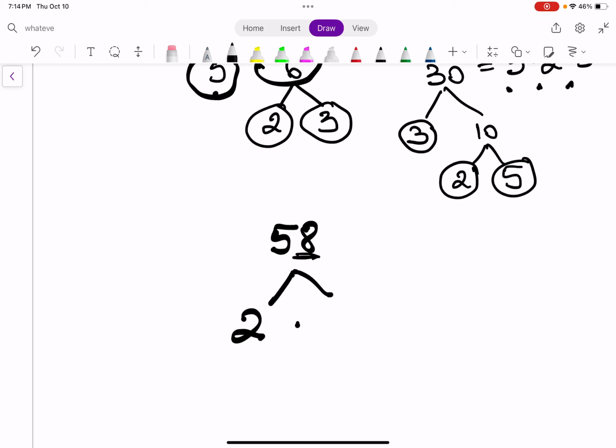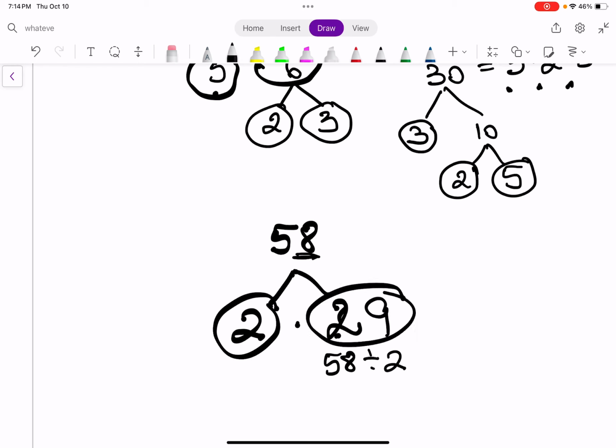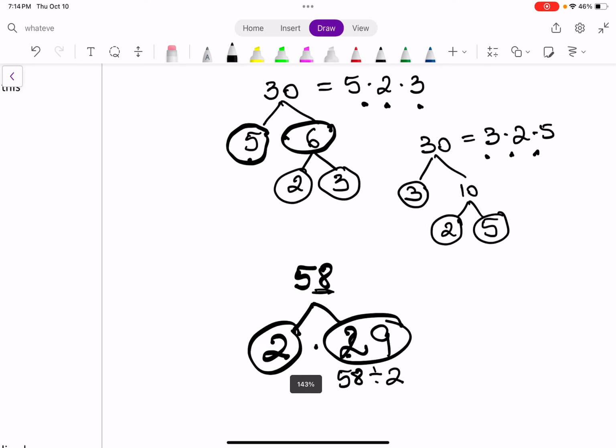Now the question is, what's the other factor? So now you take your calculator and you take 58 and divide it by 2. And when you do that, your calculator is going to say 29, right? So these are your 2 factors. And by the way, 29 cannot be broken up anymore. So what I'm trying to get at is that we do the same thing with polynomials.